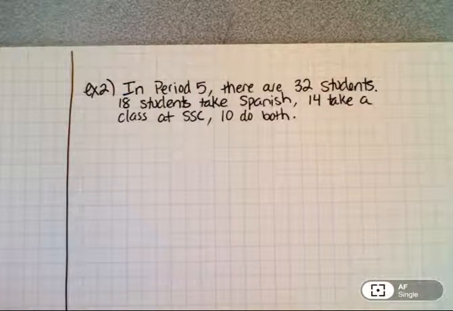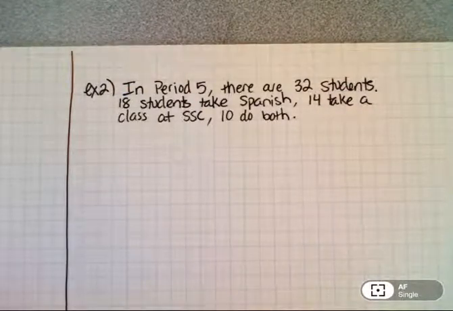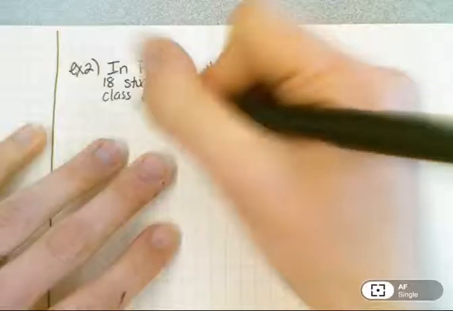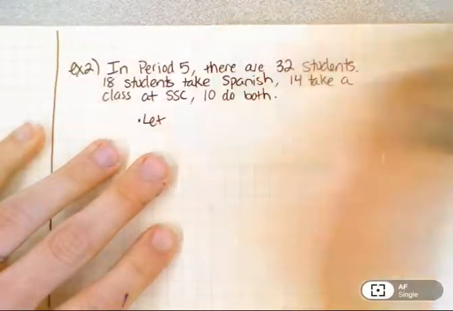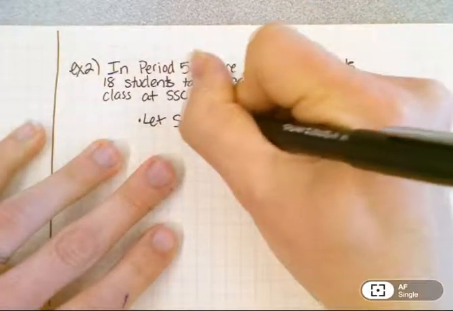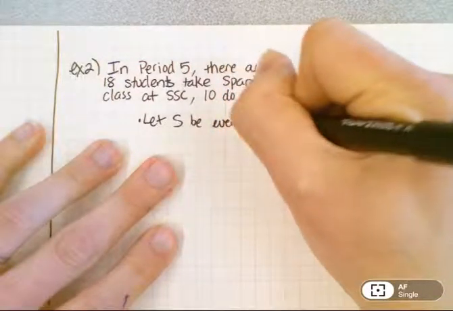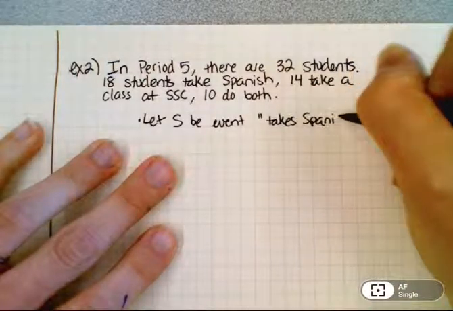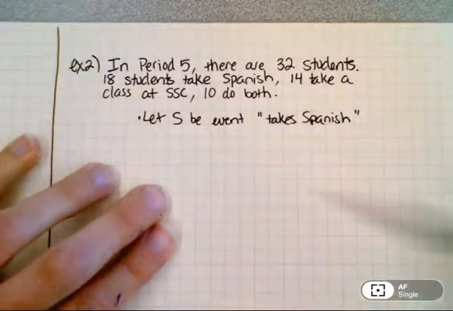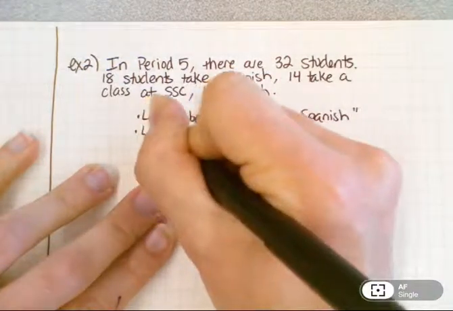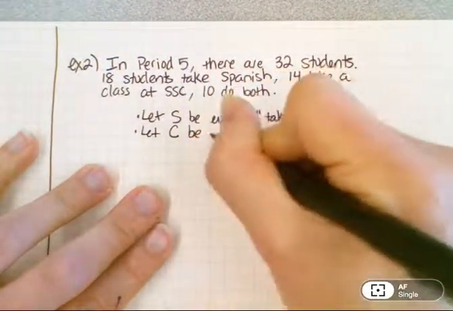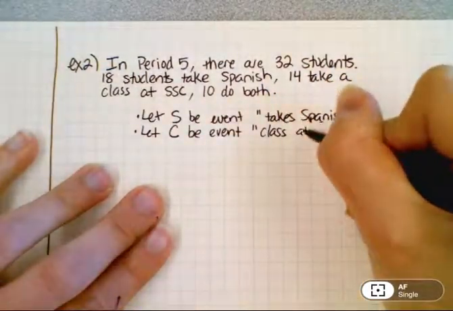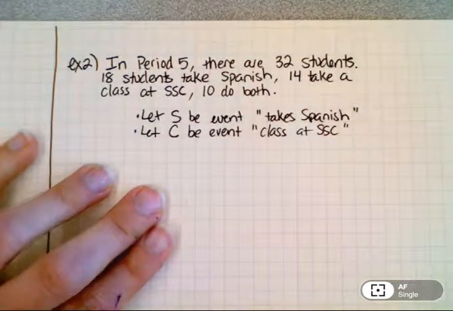And now we're going to make some letters that represent events here. So we're going to let S be the event takes Spanish. So take a moment and write that down. And we're going to let C be the event class at Sabin-Schellenberg Center.